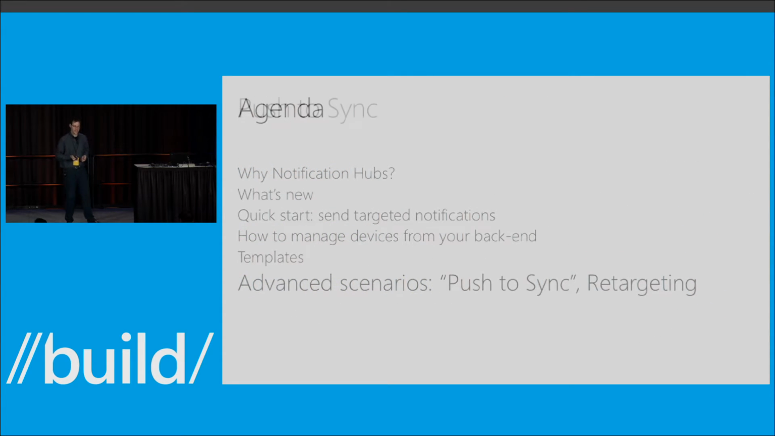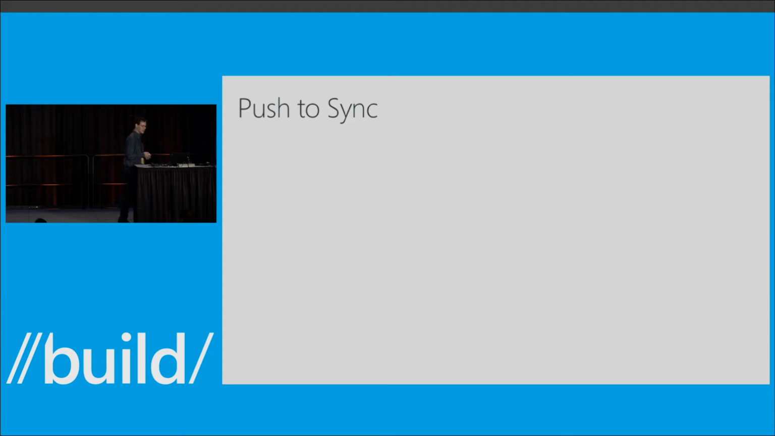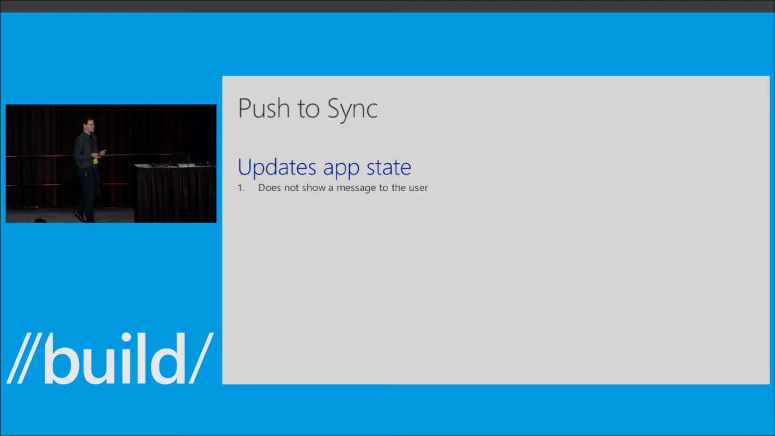Let's go on to the advanced scenarios. I have the clock ticking here. Push to sync. Push to sync is the name of a pattern that is used when you do not want to show a message to the user. You send a push notification to update the app state. This is one of the things that are less known about push notifications. You can send a push notification, not show anything to the user, and still do something useful.